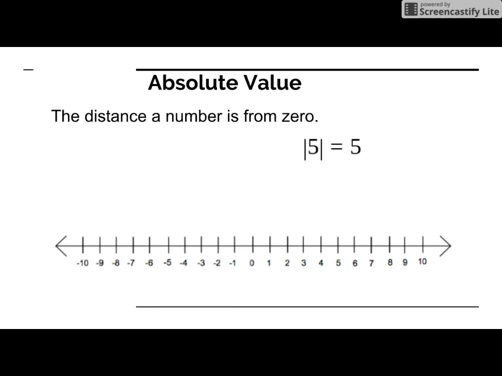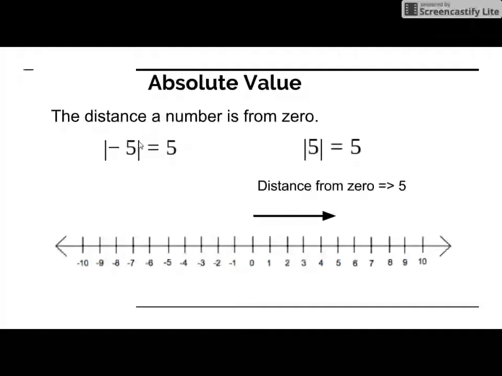And so when you're looking at, like, the absolute value of 5, we use these vertical bars to represent absolute value. So the absolute value of 5 is 5, because 5 is 5 away from 0. Similarly, the absolute value of negative 5, again shown by these vertical bars, is positive 5.